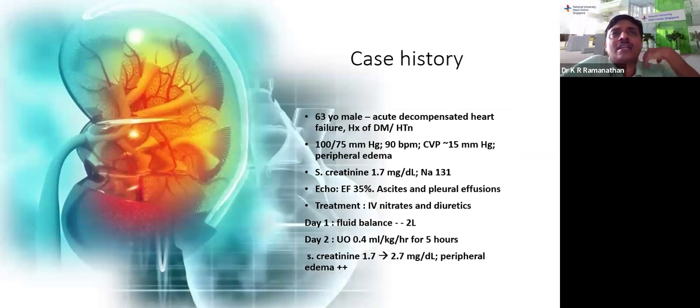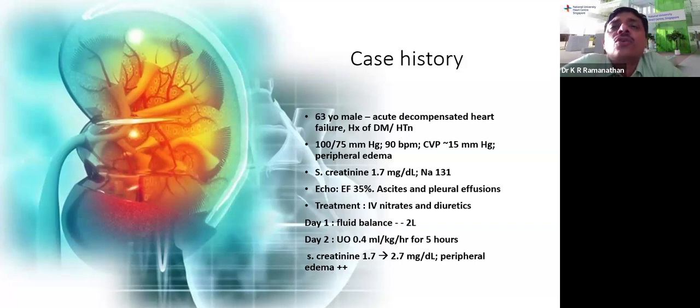So let's talk about this classic patient who gets acute decompensated heart failure in the context of diabetes mellitus and hypertension. So he clearly has the risk factors for CRS. He's now in cardiogenic shock with a blood pressure of 100 systolic. CVP is around 15 and he's got peripheral edema. His creatinine is rising. His echo shows an EF of 35%, and he's got ascites and pleural effusion. If you go by cardiogenic shock stages, he is probably in stage B, starting stage C.